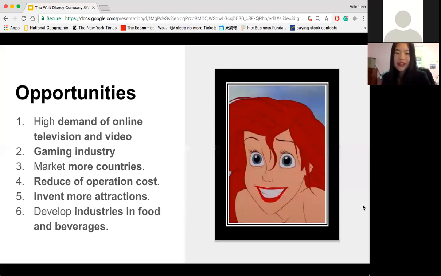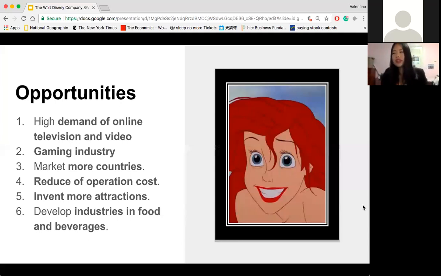And the last one, of course, is that everyone nowadays is looking forward to more innovative food or more restaurants that are kind of special. So what Disney could do is actually develop industries in food and beverages. They could start Disney-themed restaurants. They can expand their brand more, instead of just having films and Disneyland. They can go into a lot of cities and sell their food with Disney characters and Disney themes.